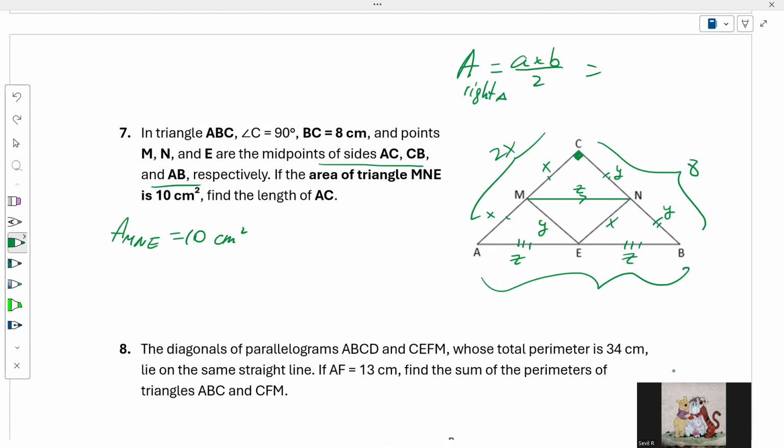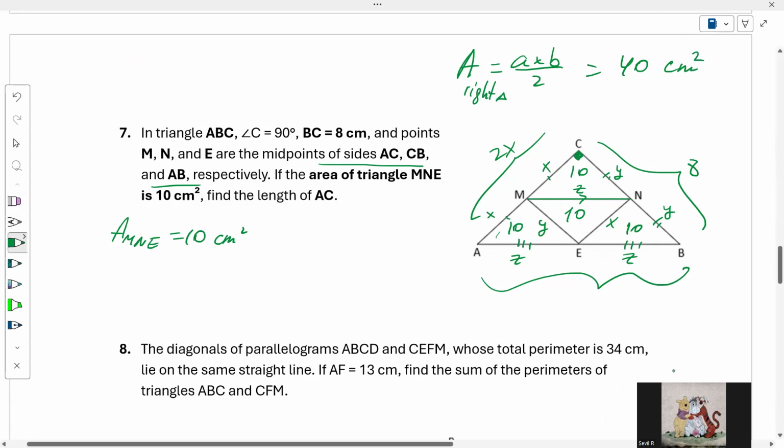Okay, y, x, z. You see, this has the area of 10. Again, y, x, z, 10. Y, x, z, 10. And y, x, z, 10. You see, in total 40 centimeters squared, right? Centimeters squared.